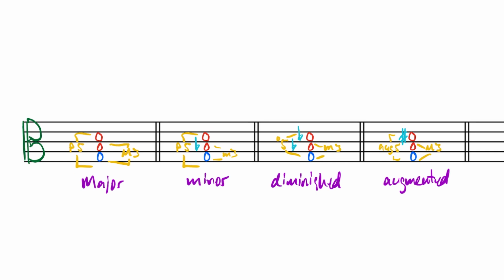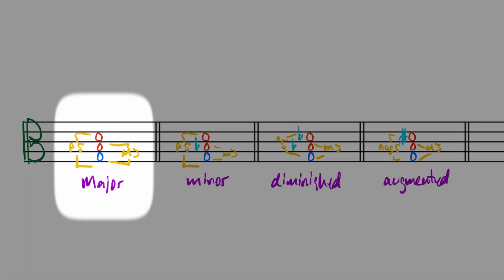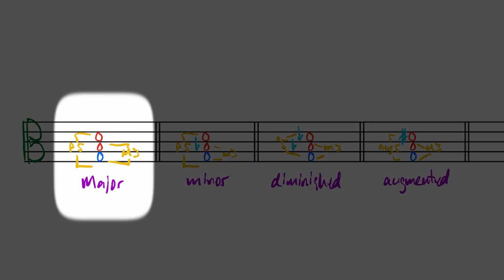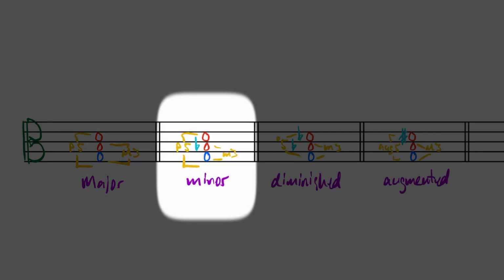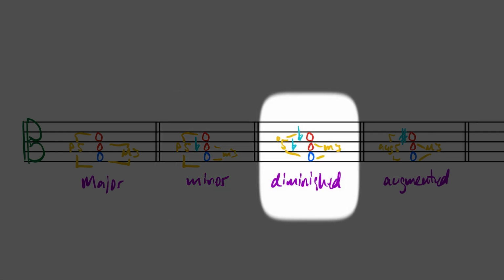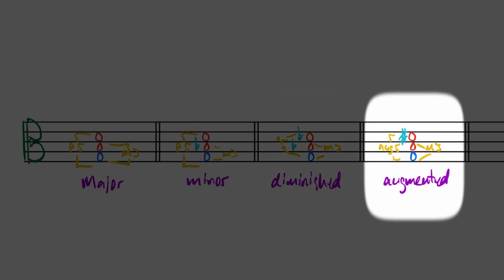And so now here we have them all laid out. These are all examples of the four common types of triads based on G as our root. So here's a G major triad, G minor triad, a G diminished triad, and a G augmented triad.